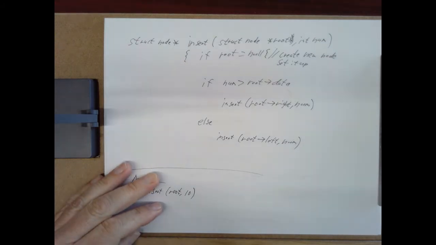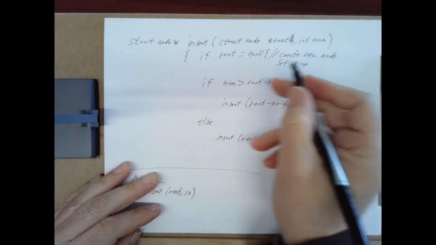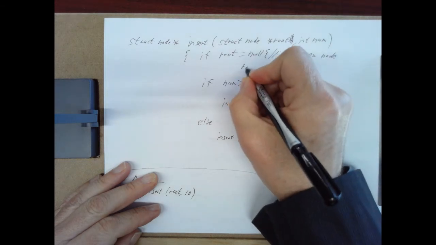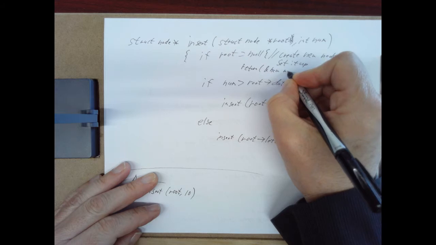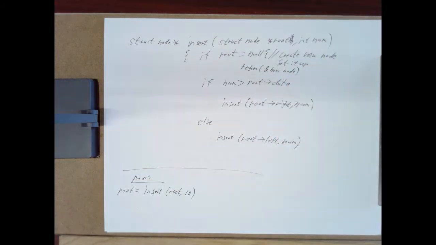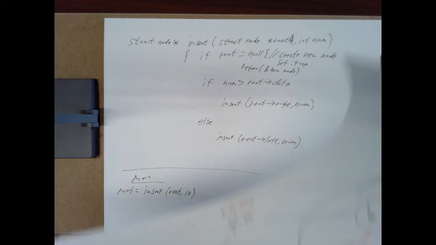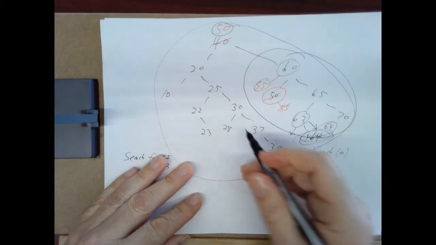Exactly. So if we start off with a null tree, we create a new node, we set it up, and we return the address of the new node. That's our base case. That gets us from a completely empty tree to a tree with one thing in it. But in the case of a non-empty tree, as we're moving down, so I'll go on the left now.